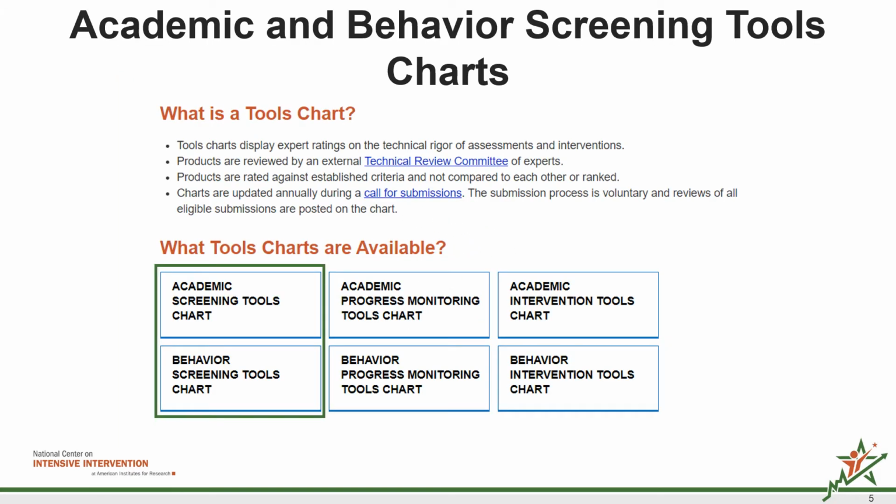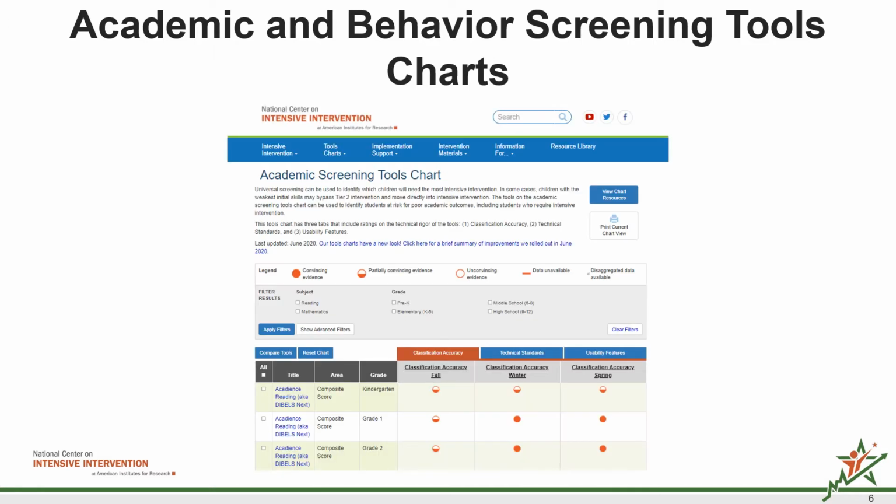Resource number 5. In number 5, we have the Academic and Behavior Screening Tools charts. These are 2 of the 6 tools charts that NCII has developed to assist educators and families in becoming informed consumers who can select academic and behavioral assessment tools and interventions that address specific needs. The charts provide summaries of key technical requirements, usability features, and implementation information. Specifically, the screening charts include information on classification accuracy, validity, reliability, statistical bias, and sample representativeness.